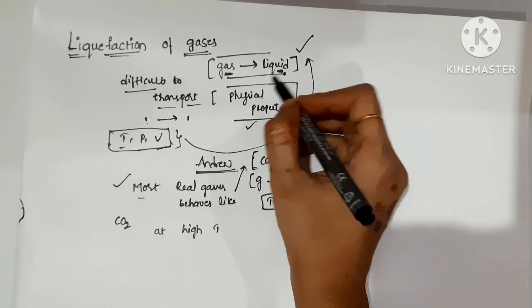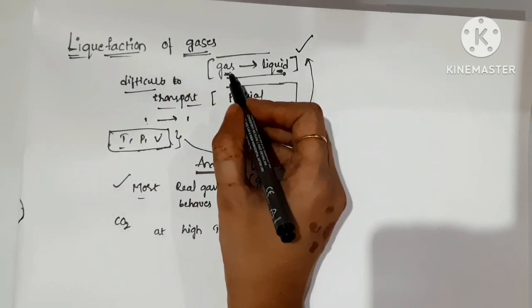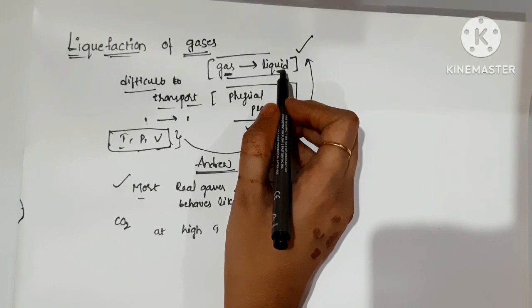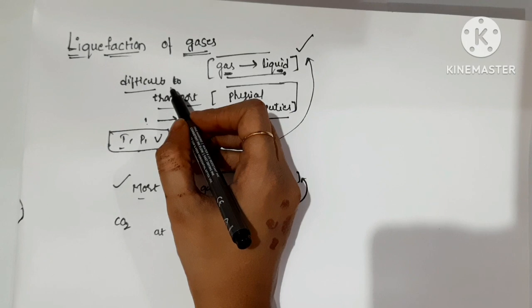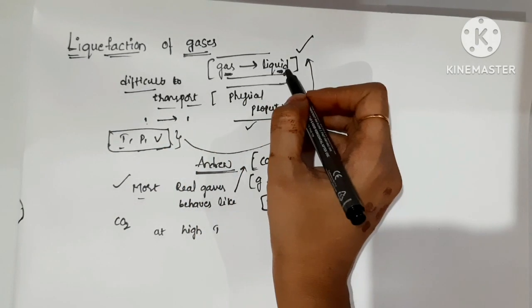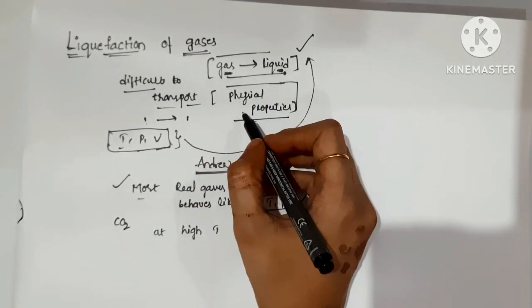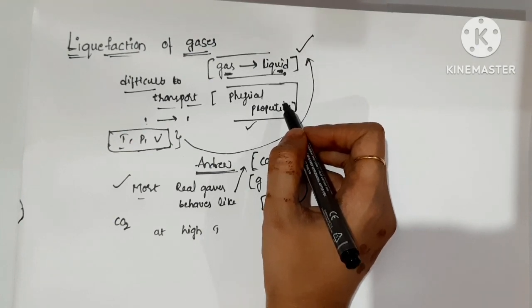This is liquefaction. It just changes from gas state to liquid state. Simple, right? But this liquefaction is actually very difficult. It is very difficult to transform from one state to another state. Why? Because of its physical properties.